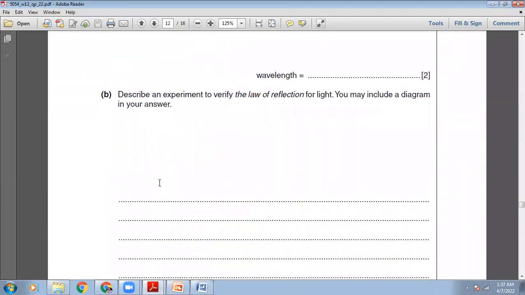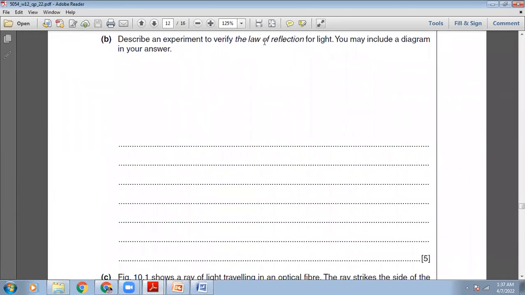He says, describe an experiment to verify the law of reflection of light. You may include a diagram in your answer. So it's a 5 marks question. So very important, try to understand this question. It carries huge marks. So we will take a white paper and fix that white paper on a drawing board. And then with the help of a scale, I will draw a straight line AB.